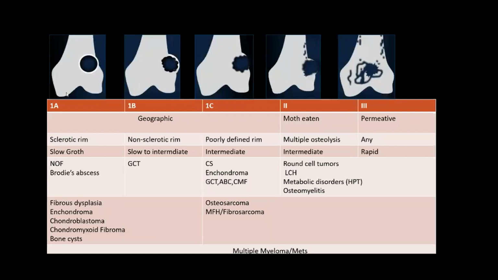You see here geographic with the sclerotic limb, and sclerosis at one side. Here it is moth-eaten appearance, and here it is the permeative pattern of growth, which means that it is a highly aggressive tumor. Here are examples: 1A is non-ossifying fibroma, Brodie's abscess, 1B giant cell tumor, 1C enchondroma, and when you go to the right, it is a very aggressive tumor.